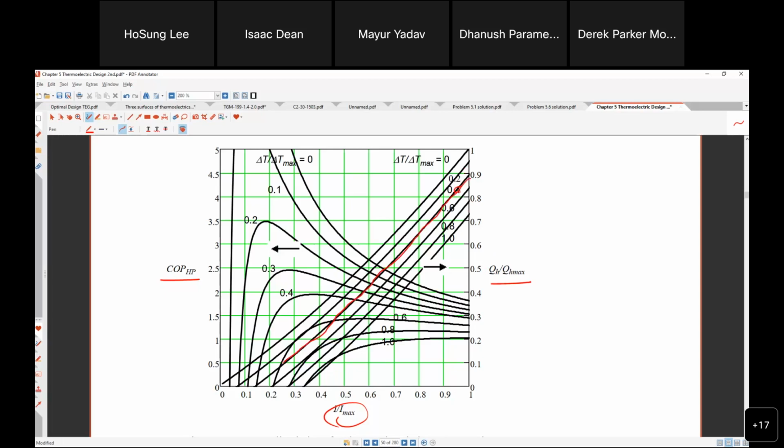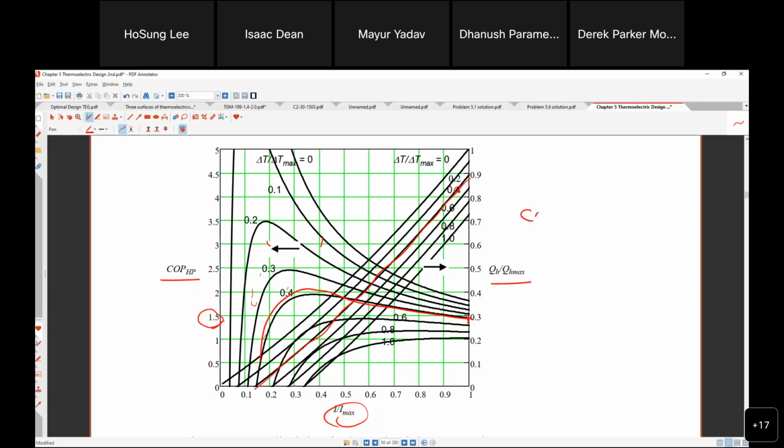Let's look at 0.4 cooling and 0.4 COP. Where is it? COP at 0.4. So 0.4 is maximum heating. The COP is here, but we have to read the COP as 1.5. Not bad. 1.5 COP.